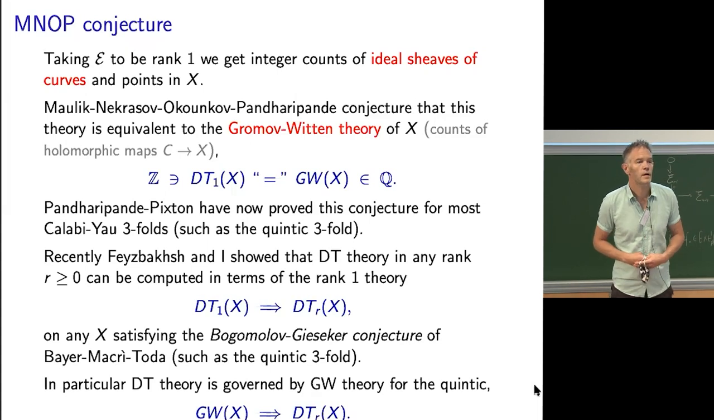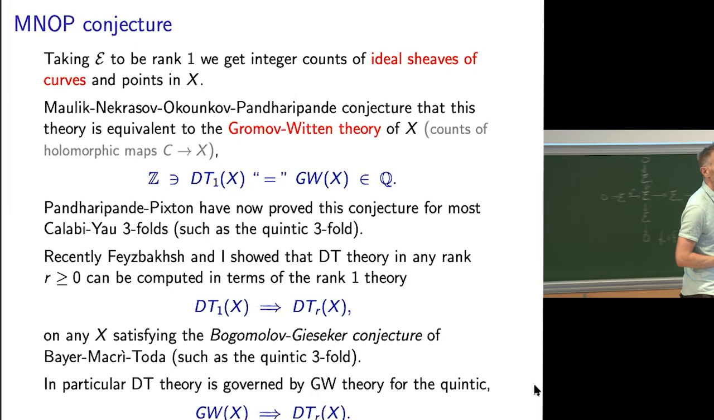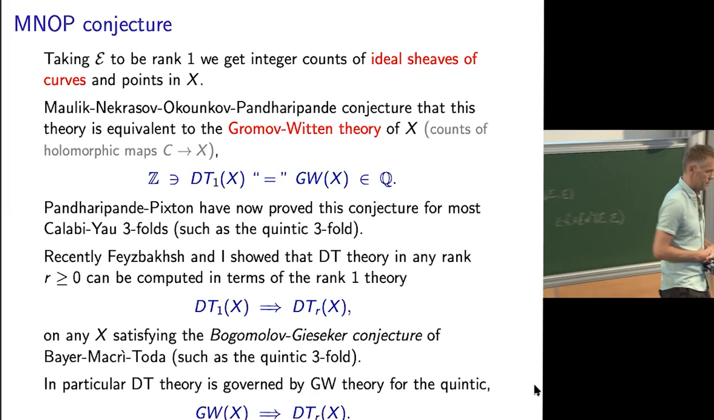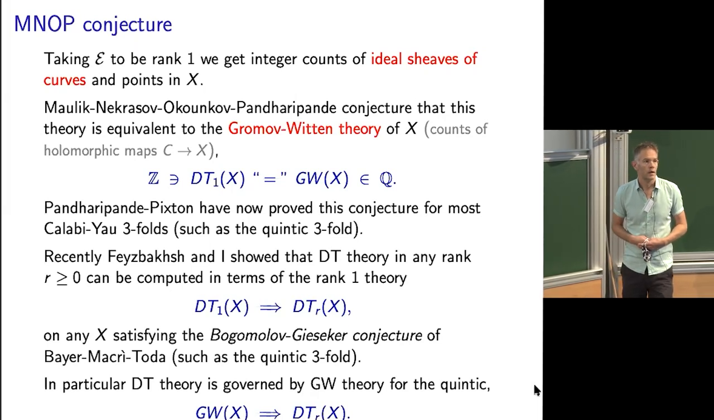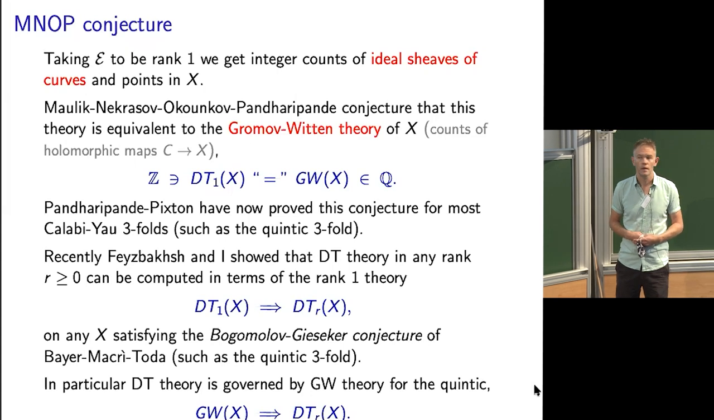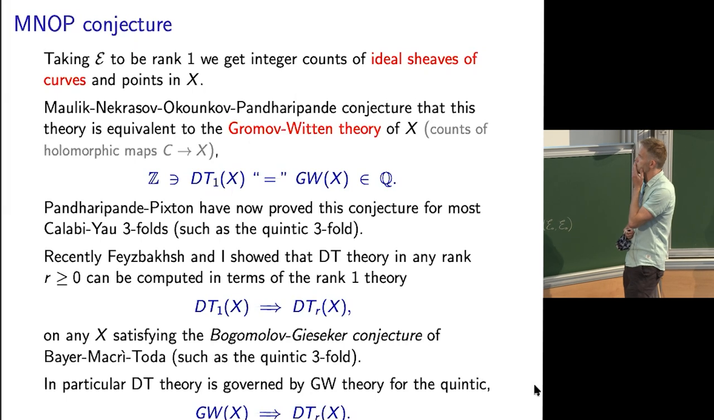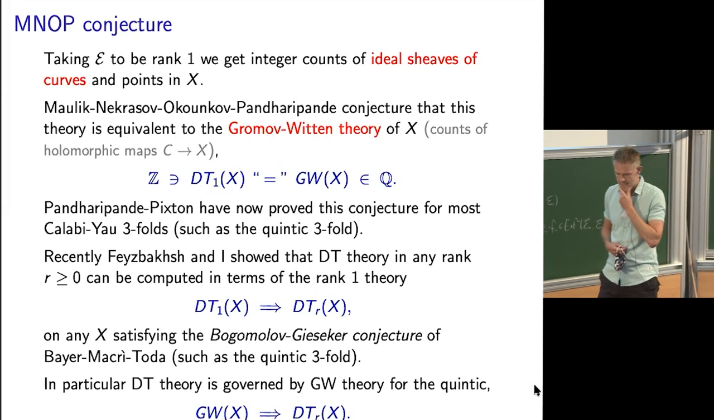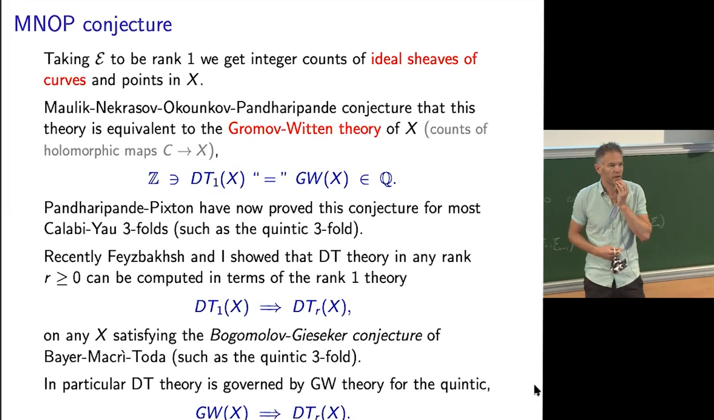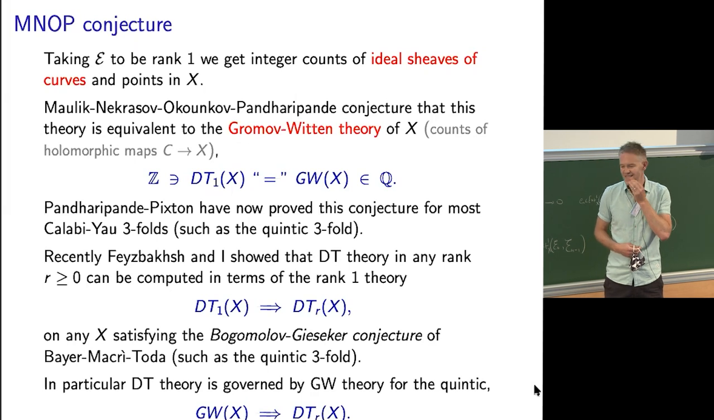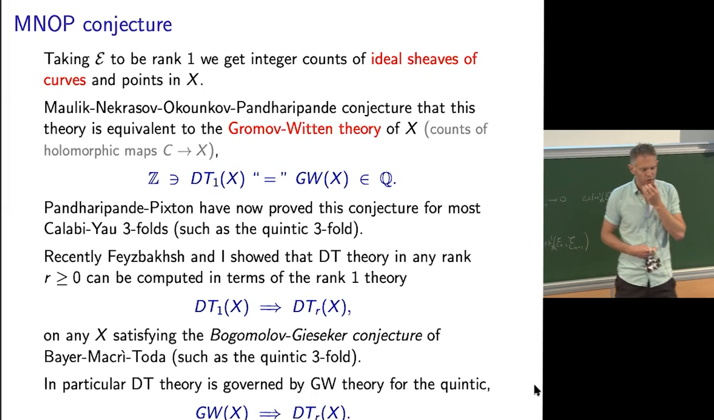So you mentioned the Bogomolov-Gieseker conjecture. Yes, we have an idea of some class of varieties for each fold. Not me, I'm not really an expert on that. There probably are experts here. It's not been proved in many cases.